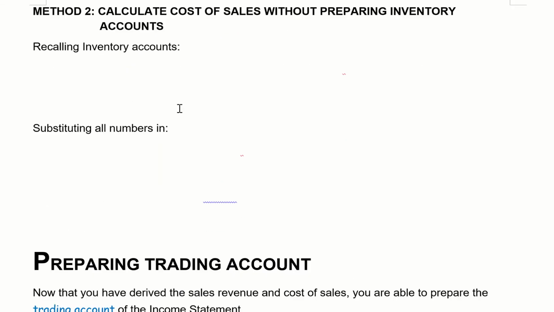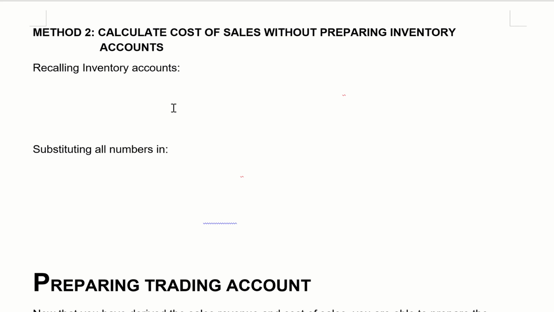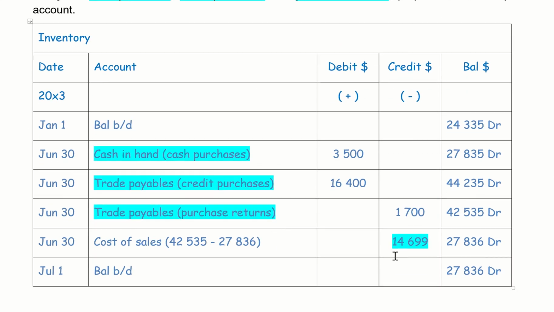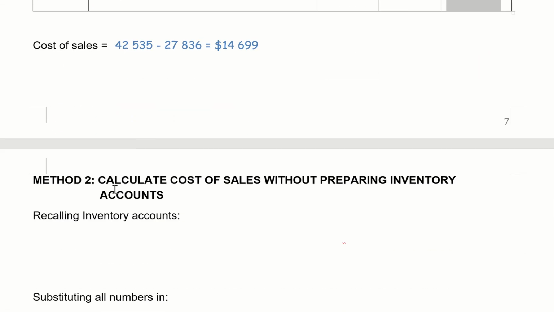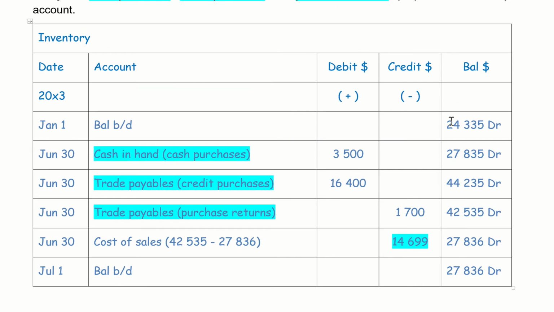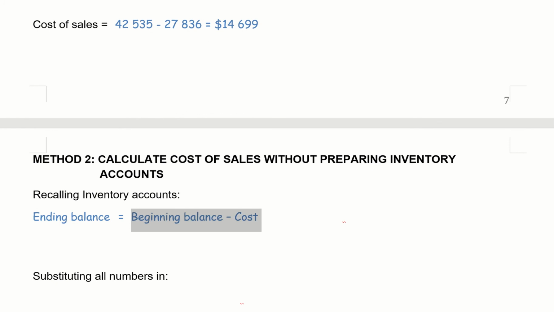I never force you. The second method is for you to calculate cost of sales without preparing any inventory account. So you need to recall this inventory account. Again, your objective is to calculate the ending balance, so you start off with the ending balance first. And after that, the first item is your current year balance brought down. We do the same thing. You start with the current year balance brought down.